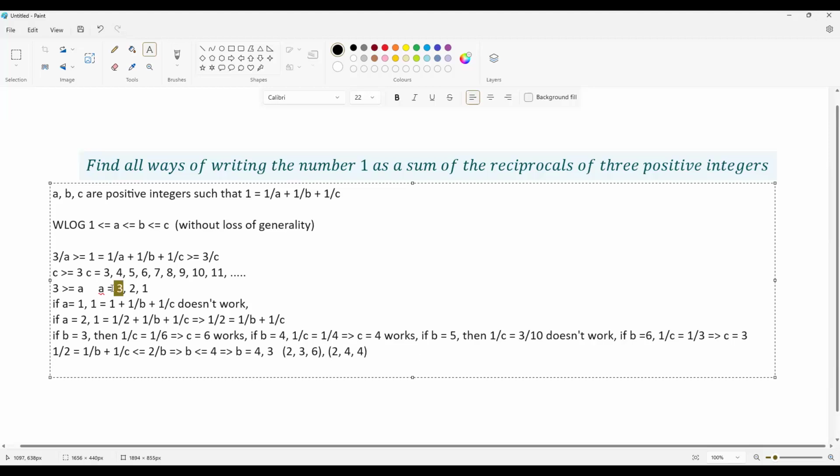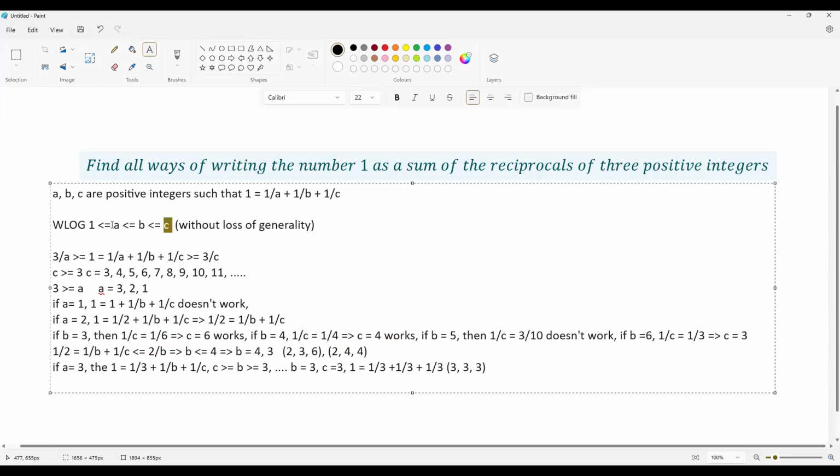Now we still have to check if A is equal to 3. And if we use the same technique, then we know that B and C are both greater than or equal to 3. But they both need to be pretty big, right? So B has to actually be equal to 3 and C equals 3 as well. So that 1 is equal to 1 over 3 plus 1 over 3 plus 1 over 3, by the exact same reasoning. So we got another solution.